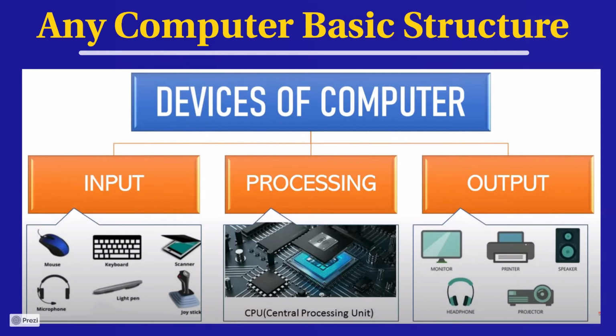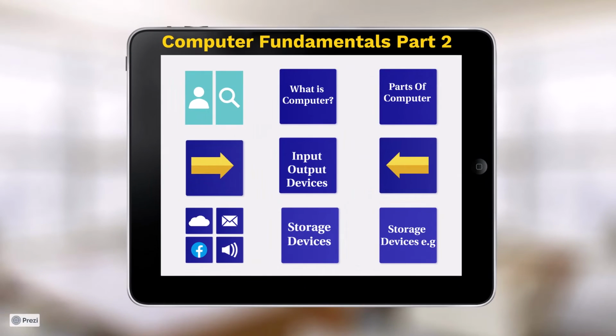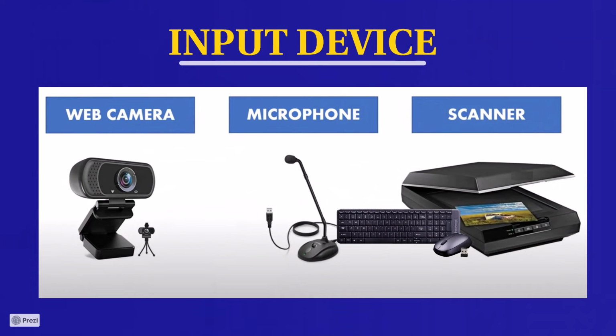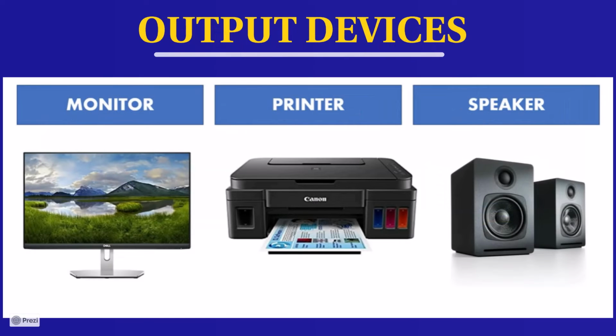Now we see what are the input devices: webcam, microphone, scanner, etc. Keyboard and mouse are nothing but input devices. Output devices such as a monitor, printer, speaker. Monitor for visualization, printer we can take a printout, speaker for listening to music, etc.